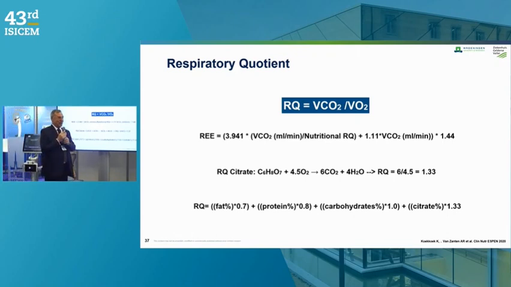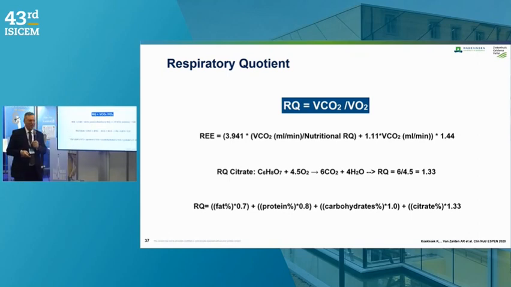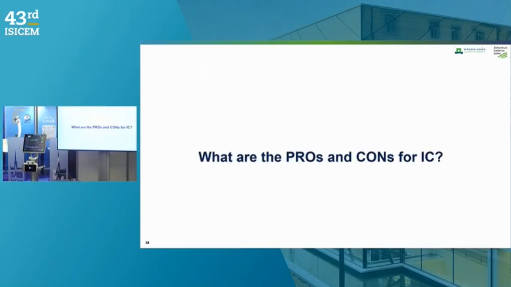And then you can calculate what should be the RQ, and we call that the food quotient. So that's the combination of all the ingredients you give to the patient. But there is a problem. The food quotient does not reflect the RQ of the patient.